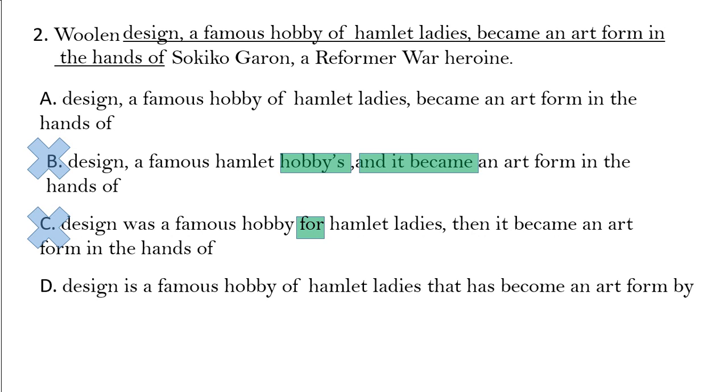D, design is a famous hobby of Hamlet ladies that has become an art form by Sokiko Garan, a reformer war heroine. Look here, the problem is that has. Here it is modifying ladies became an art form, but it is woolen design that became an art form. So the meaning has changed. That's called incorrect usage.